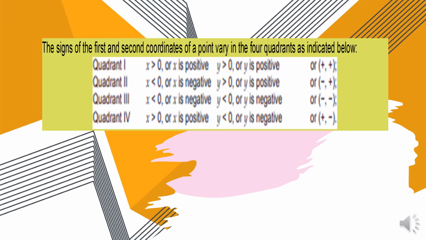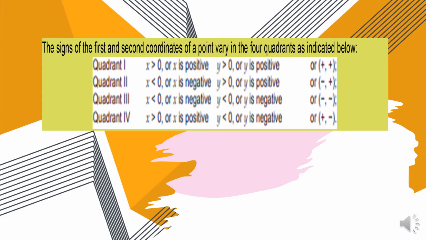We have quadrant 1, quadrant 2, quadrant 3, and quadrant 4. For quadrant 1, x is greater than 0 or x is positive, and y is greater than 0 or y is positive. So the sign for the first quadrant, x and y are positive. For the second quadrant, x is less than 0 or x is negative, and y is greater than 0 or y is positive.